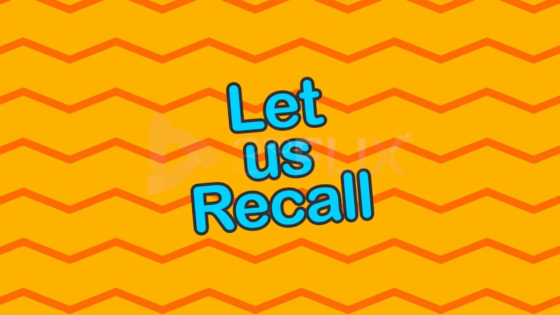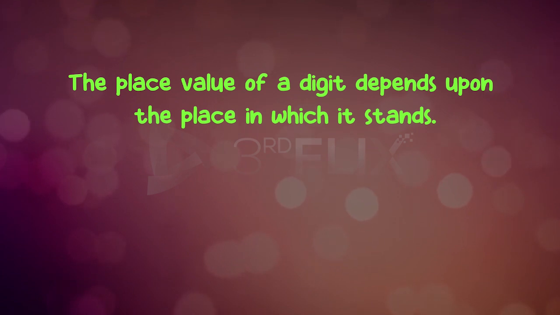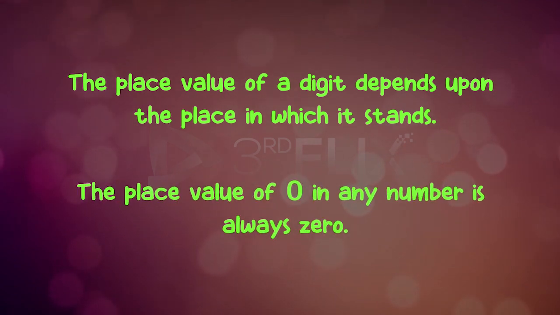Let us recall. The place value of a digit depends upon the place in which it stands. The place value of 0 in any number is always 0.